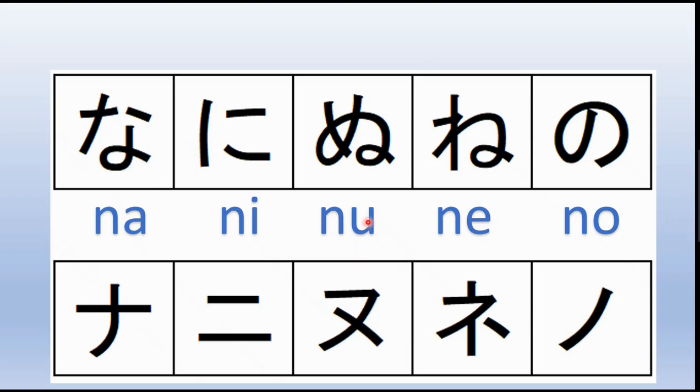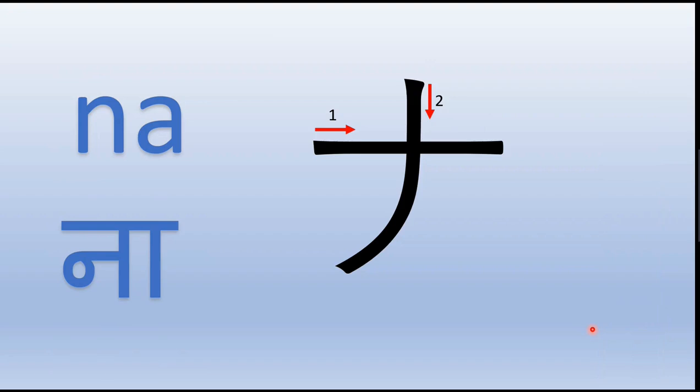Nu is also having some similarities, like this portion has been taken here and this portion has been adopted like this. Ne is also having similarity. As you can see, the two are pretty similar. And in case of no, only this portion has been adopted in katakana. So now let us see the stroke orders in each of these.